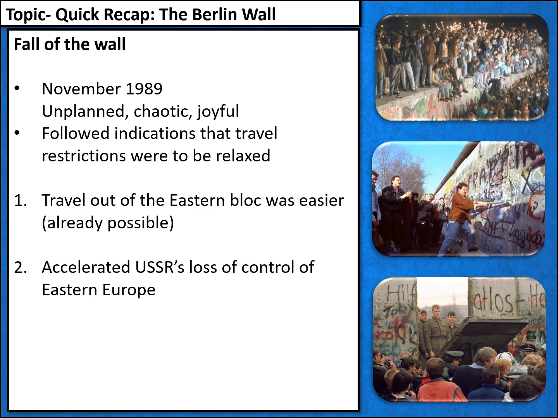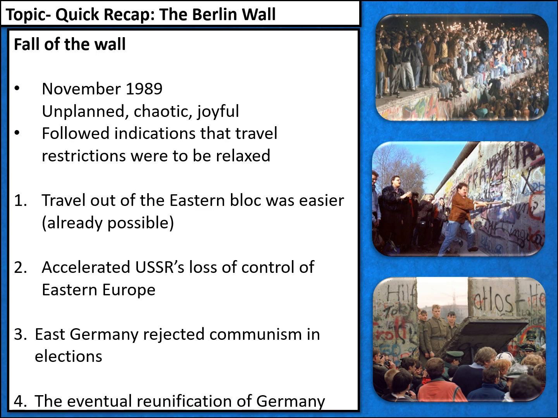The fall of the wall was so symbolic and again so historic with the scenes that it really accelerated the USSR's loss of control of Eastern Europe, and again the significance of the wall is quite symbolic as much as it was a physical barrier here. And in the months that followed, East Germany rejected communism in elections, and that really paved the way to the eventual reunification of Germany later in 1990.